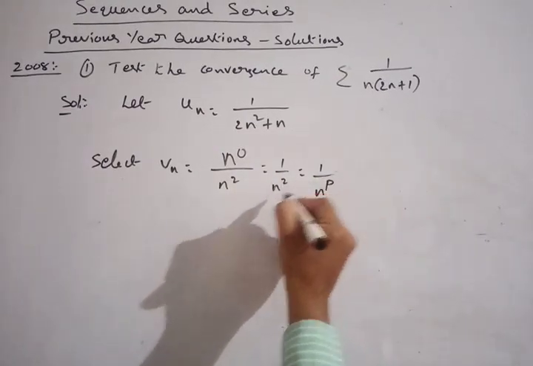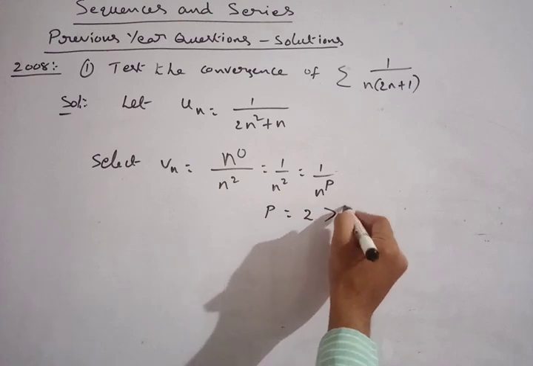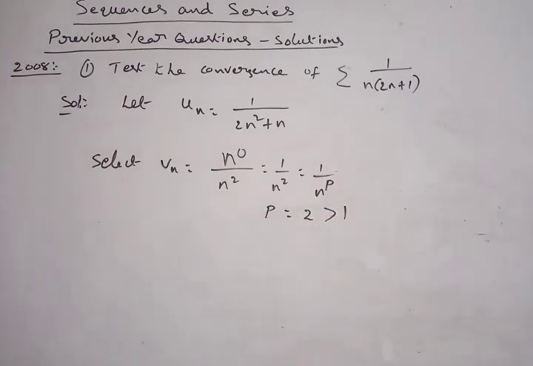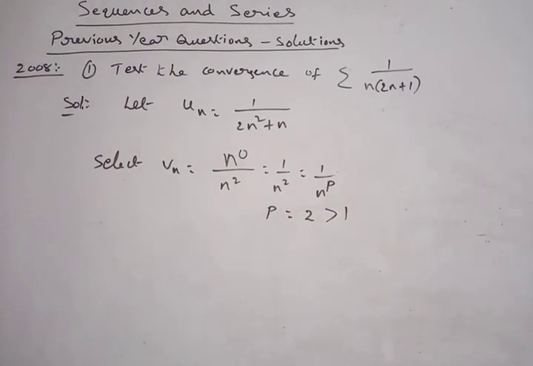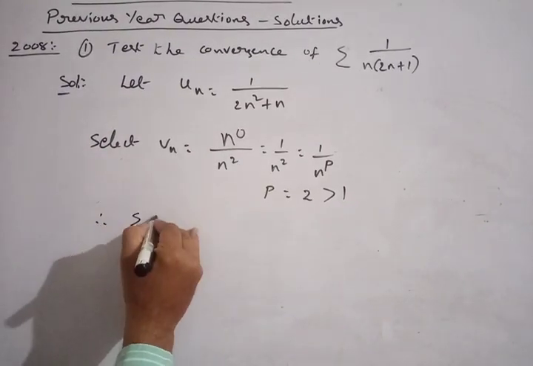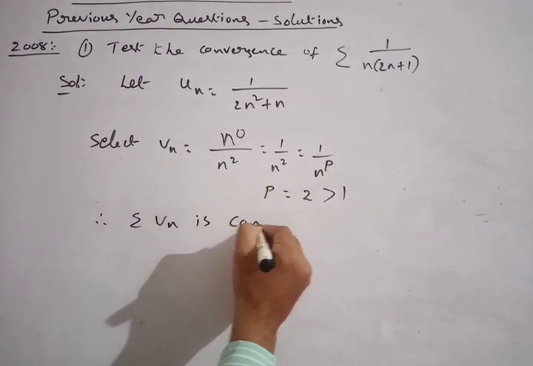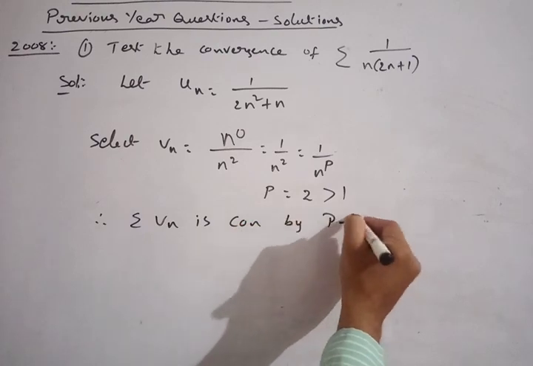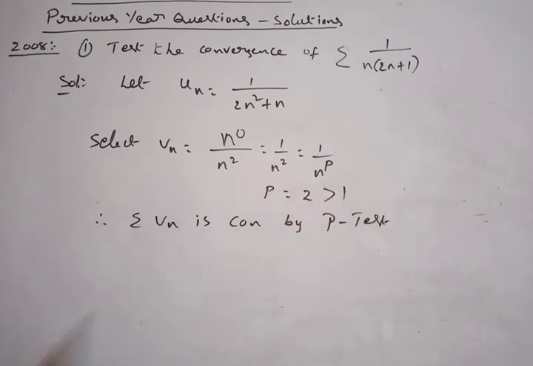That means what is the p value here? p is equal to 2, which is greater than 1. If p is equal to 2, greater than 1, so what happened here? Therefore sigma Vn is convergent by which test? By the p test, correct? Sigma Vn by the p test.